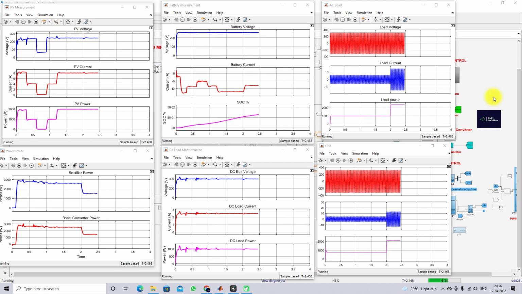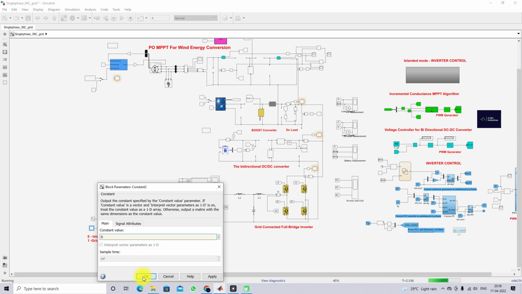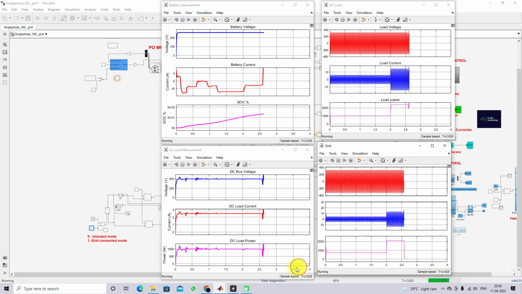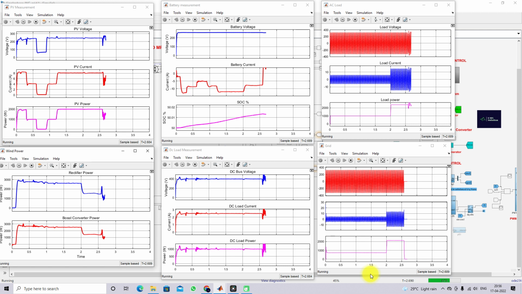So next I'm going to change the system to islanded mode. So I am going to change this condition to 0, and then we will check the status of the system. Now you can see that because of the change from grid connected mode to islanded mode, there is a variation in the system here, right? Now the power of the wind is around 1500, and then the power of the PV is around... during that change from grid connected mode to islanded mode, there is some transient in the system.